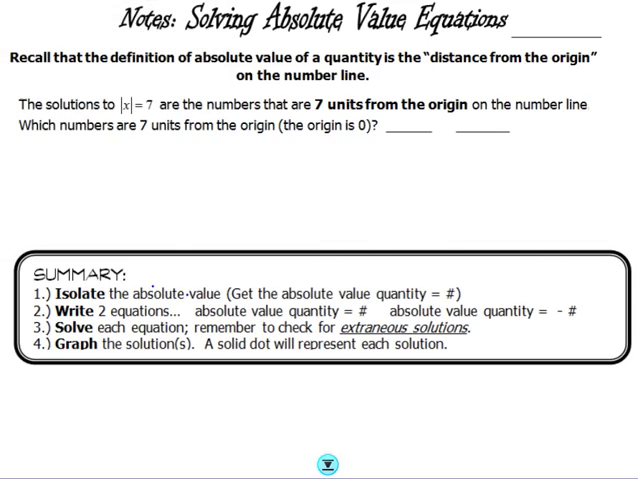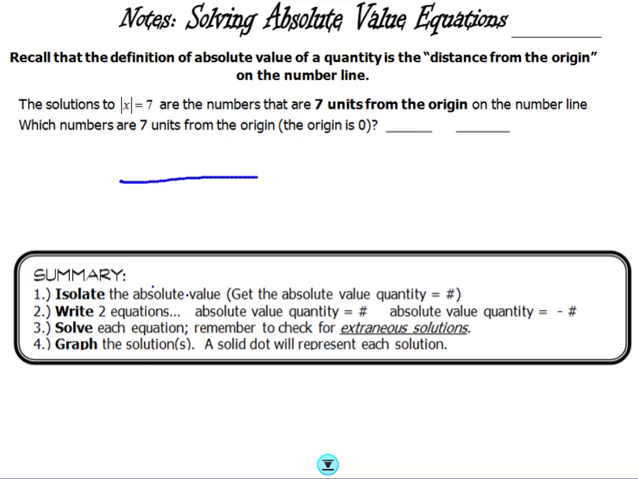In your notes packet, locate your notes solving absolute value equations. Recall that the definition of absolute value of a quantity is the distance from zero on the number line. So if we want to find the solutions to the absolute value of x equals 7, we're looking for the numbers that are 7 units from the origin on the number line.